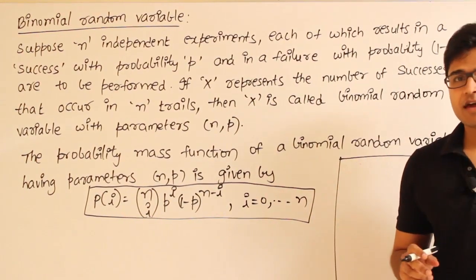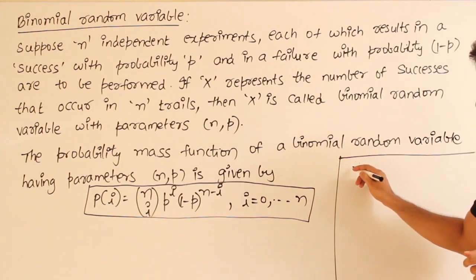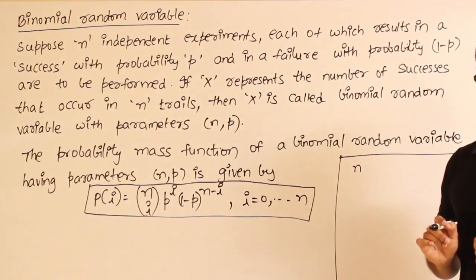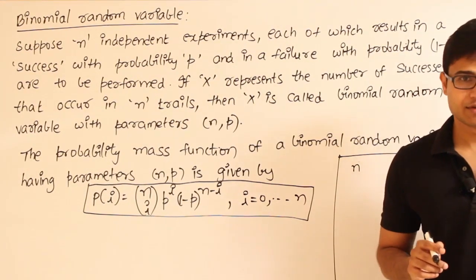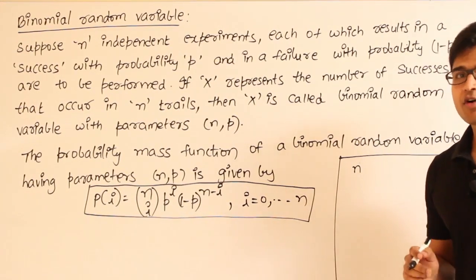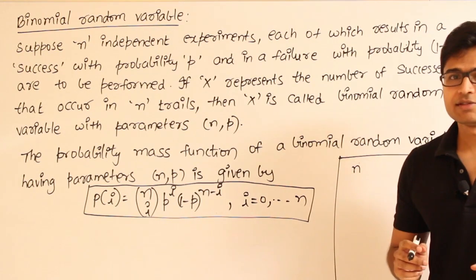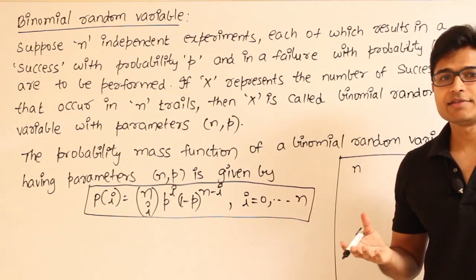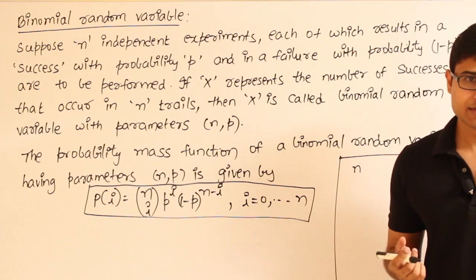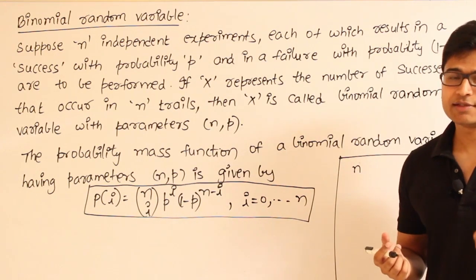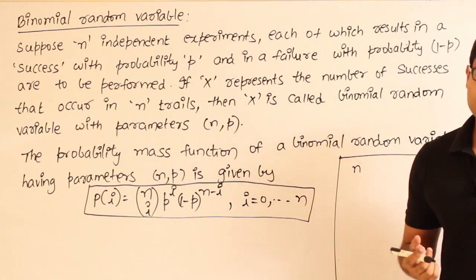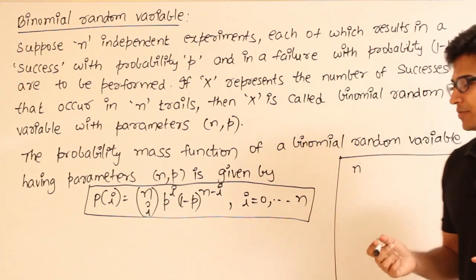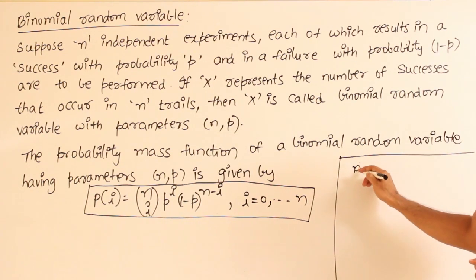Let us say we are flipping n coins, and when we flip a coin, head is a success and tail is a failure. Out of these n coins, some of them may come up as successes and some of them may come up as failures. And if you count the number of successes using a random variable, that random variable is called a binomial random variable. Got it?